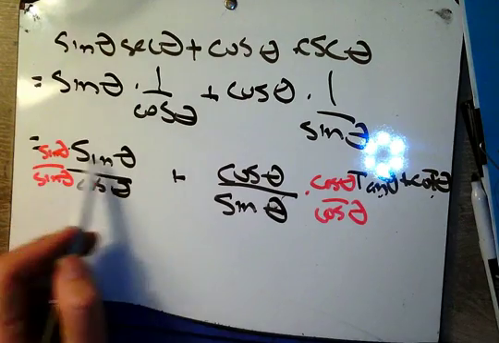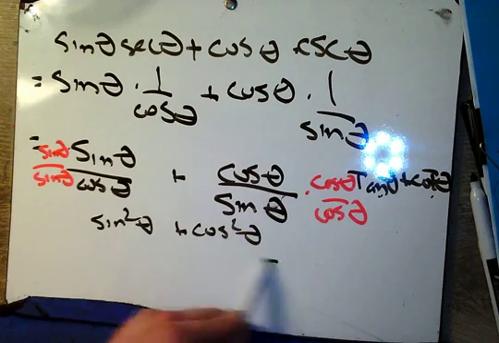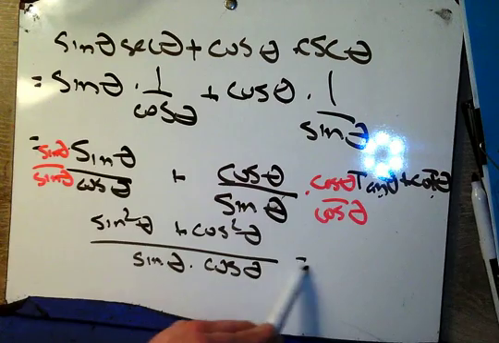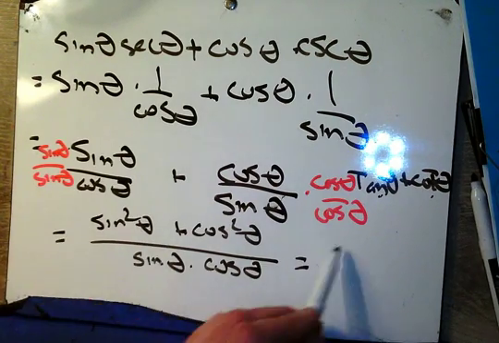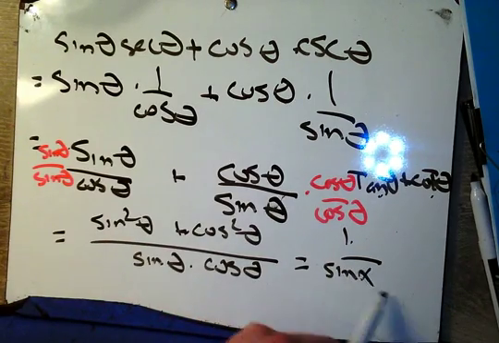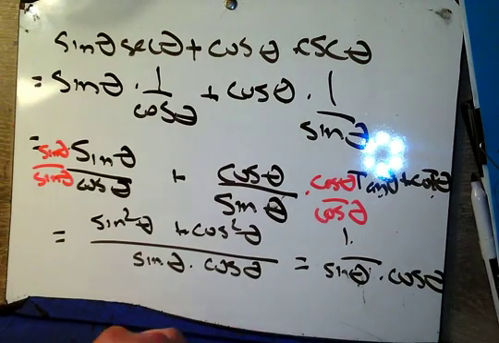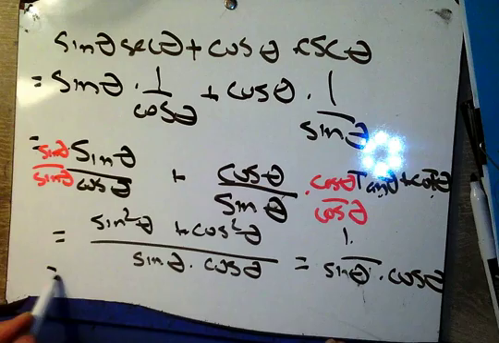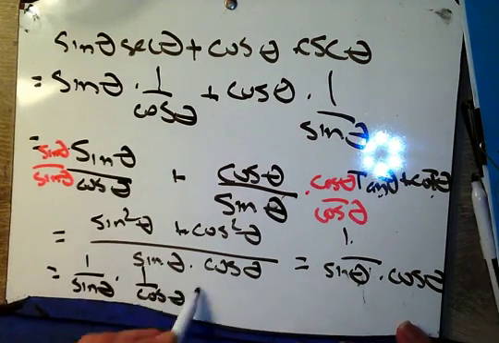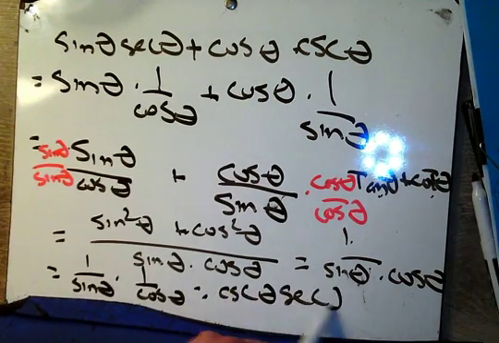And so now I have sine times sine, which is sine squared. Cosine times cosine is cosine squared. And on the bottom, our common denominator, sine times cosine. Well, what's that? Yes, I agree, that's 1. Sine squared plus cosine squared is 1. And we've got 1 over sine, change the angle, and cosine. Well, this can be rewritten as 1 over sine times 1 over cosine. 1 over sine is cosecant, 1 over cosine is secant.